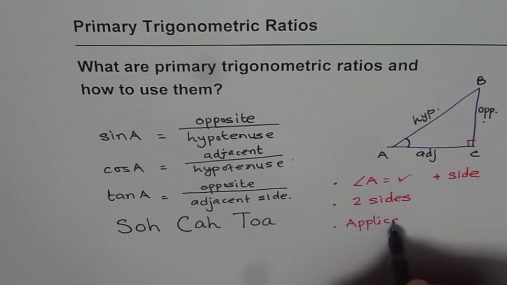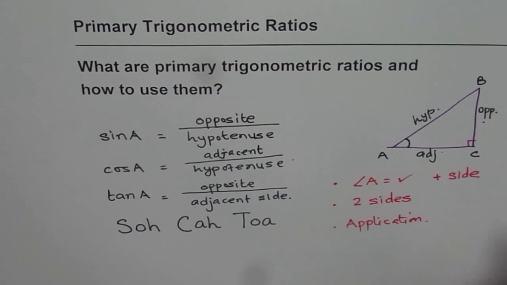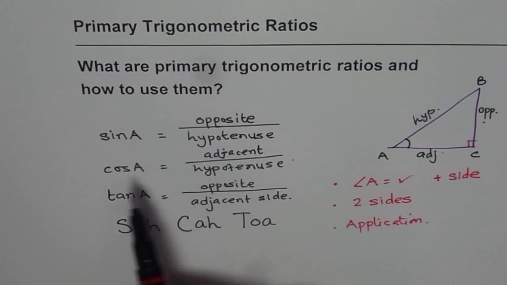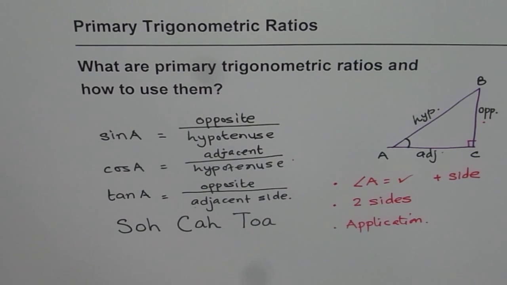Most of the time, you can always form a right triangle and find a solution to the given situation using primary trigonometric ratios. I hope that helps. In the next video, we will see how to find an angle using the inverse of these. And then we'll have problems to practice.